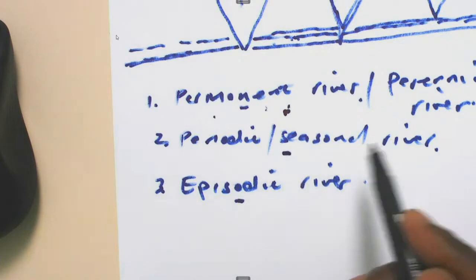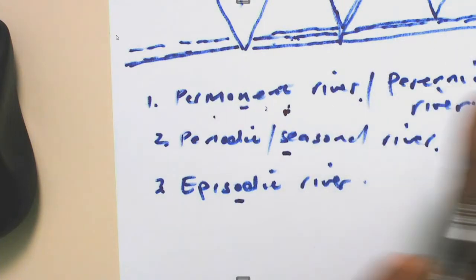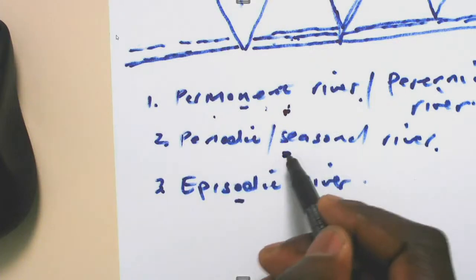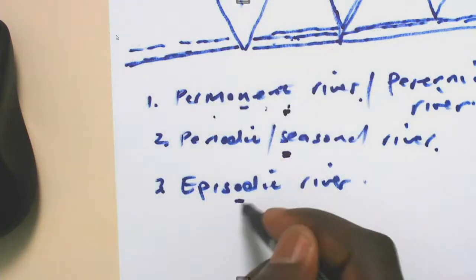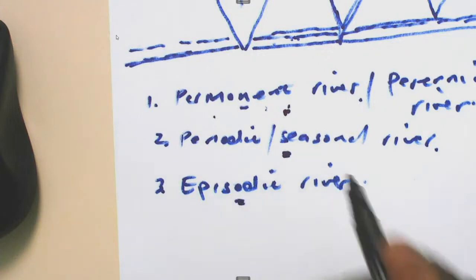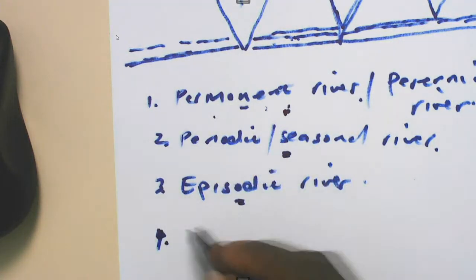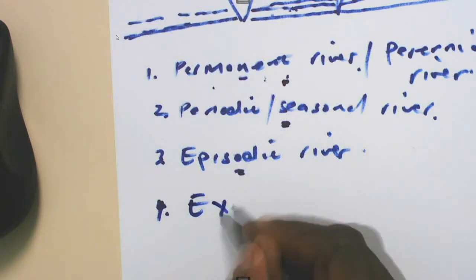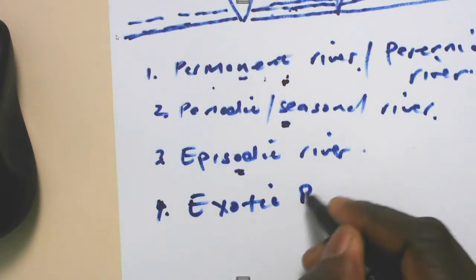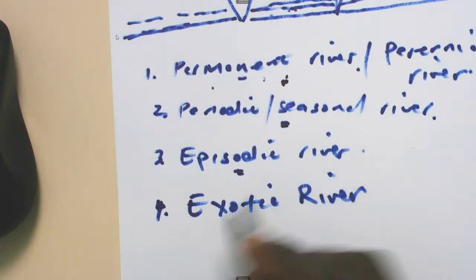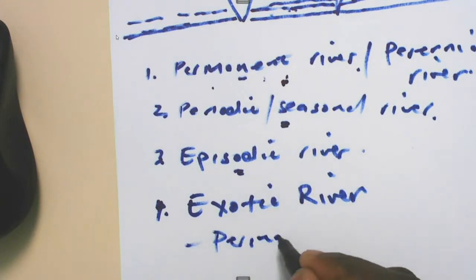Seasonal river, this river will only flow during rainy season. So that means if it is during dry season, this particular river won't flow. And an episodic river, this river will flow only after heavy rainfall. And then the last one is exotic river. Exotic river, it's like a permanent river. It's also a permanent river.